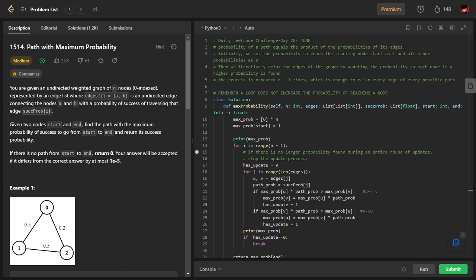And how it avoids that: it repeats only n minus one times, because the relaxation happens for each edge only n minus one times. In this way we are avoiding any infinite loop going around a cycle which is present in the graph.